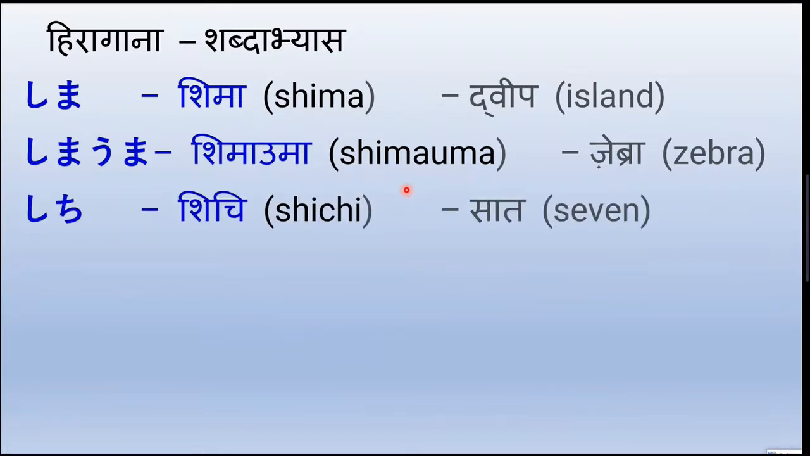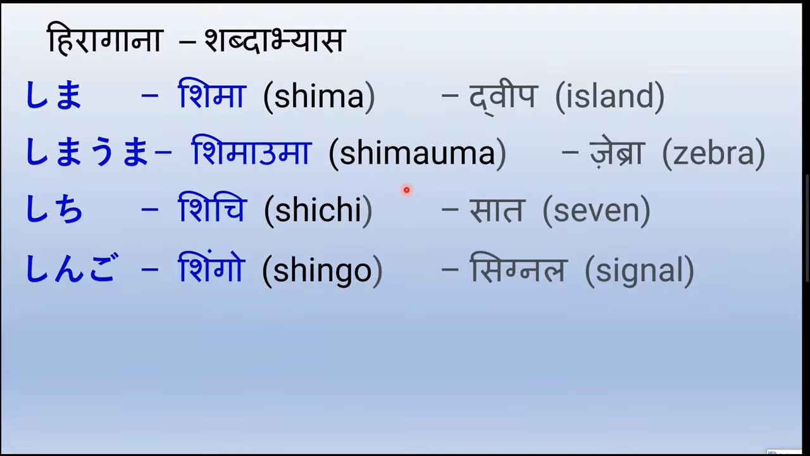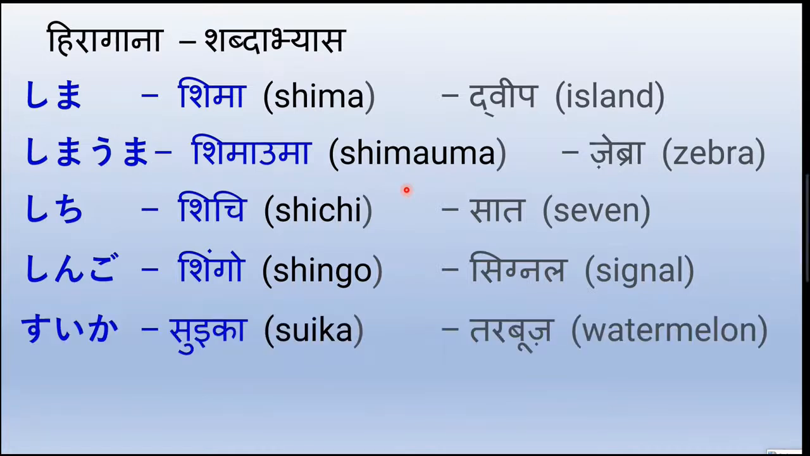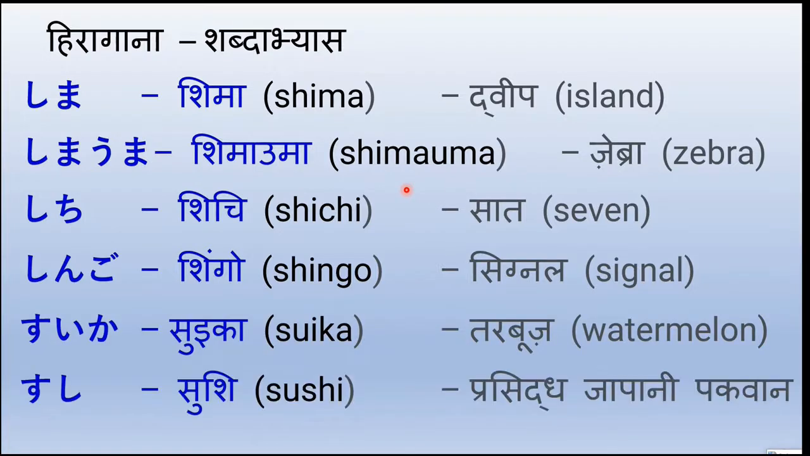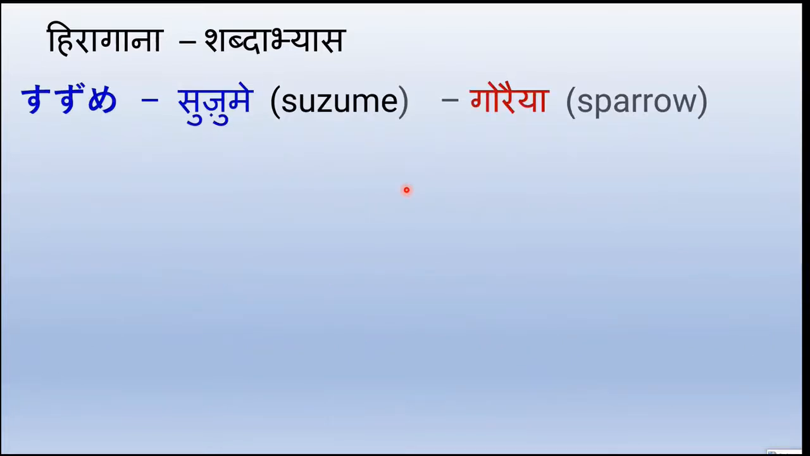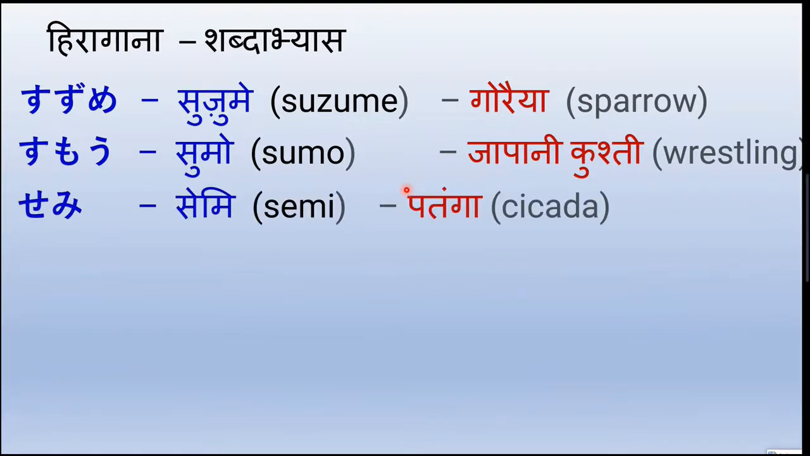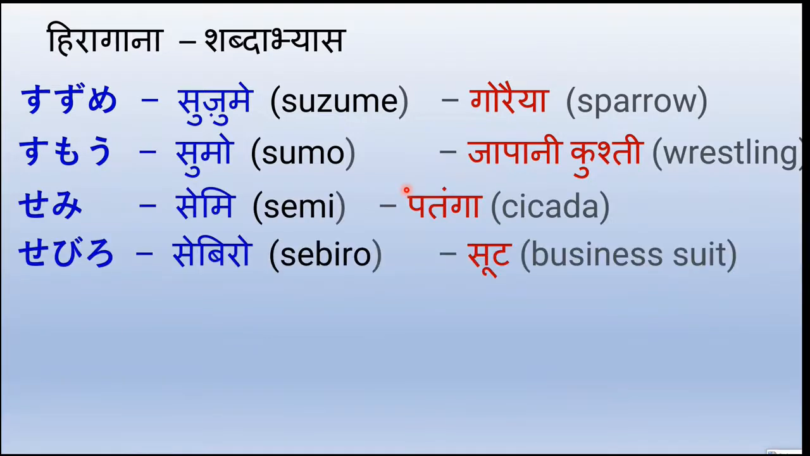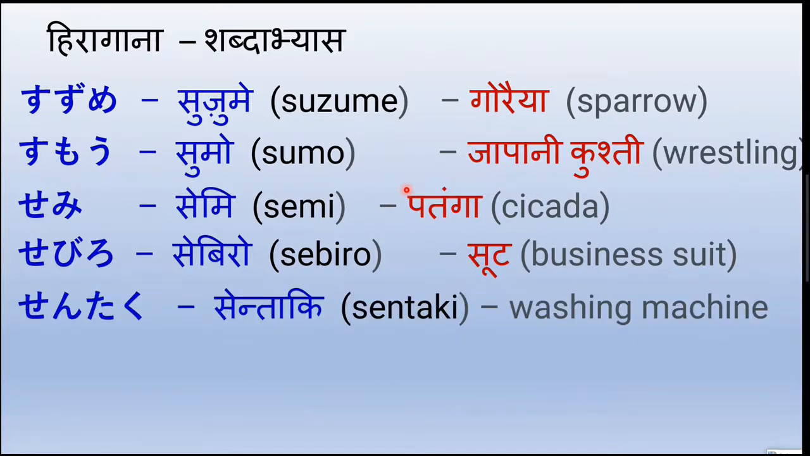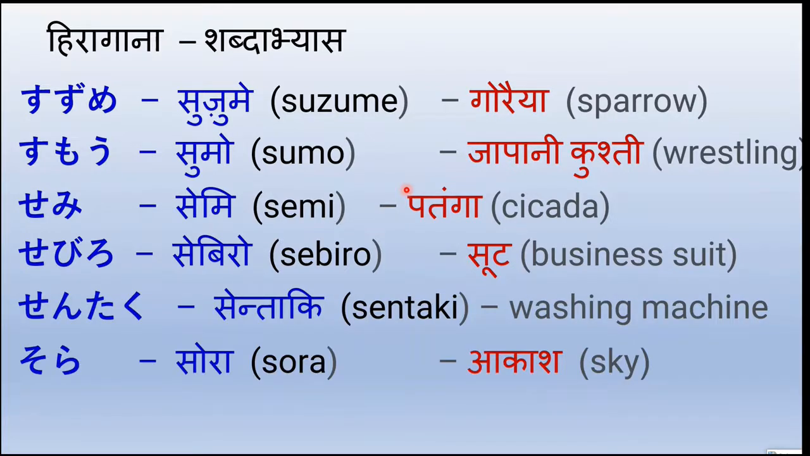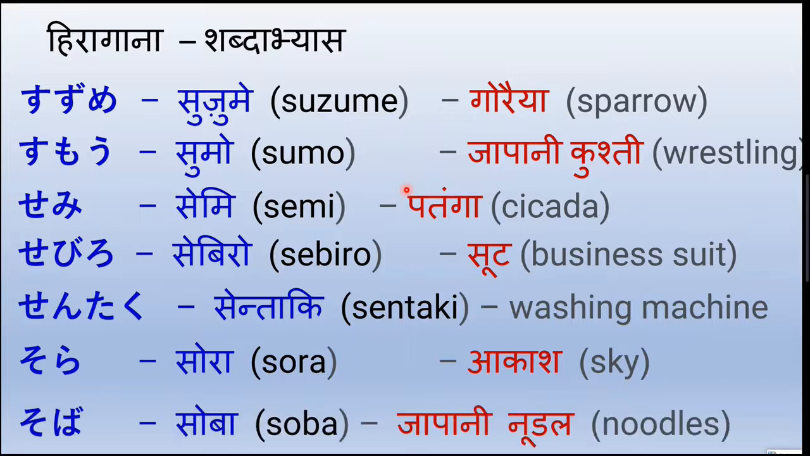Shichi, it's number 7. Shingo, signal. Suika, watermelon. Sushi, the famous Japanese dish. Suzume, sparrow. Sumo, the Japanese style of wrestling. Semi, the cicada. Sebiro, business suit. Sentaki, washing machine. Sora, sky.